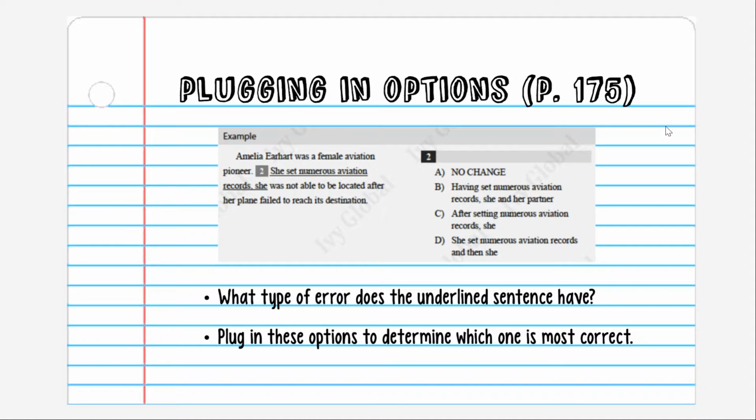And here's an example, found on page 175. What type of error does the underlined sentence have? And plug in these options to determine which one is the most correct, or which one is the best answer choice. She set numerous aviation records. She was not able to be located after her plane failed to reach its destination. So this is a way to find out if a student can identify the correct punctuation.